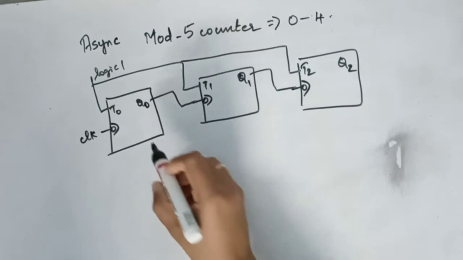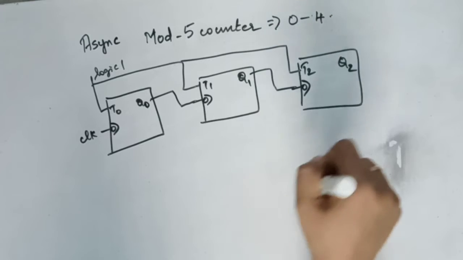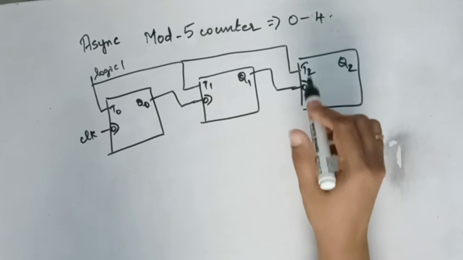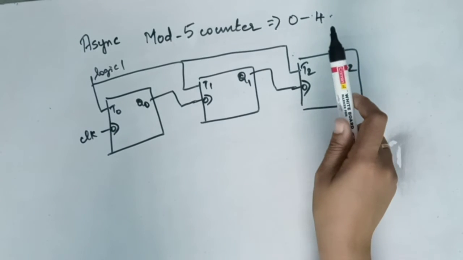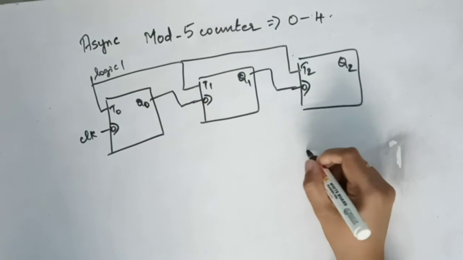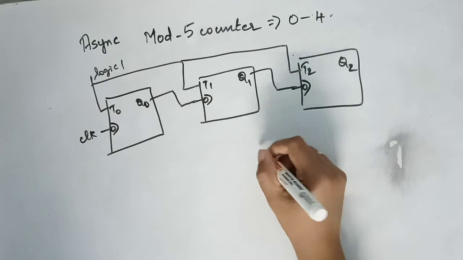Right. So what will this do? This will count from 000 to 111. What do we need? We need till 4. When 5 comes, 0 to 4 means what? It will count from, what is the truth table?